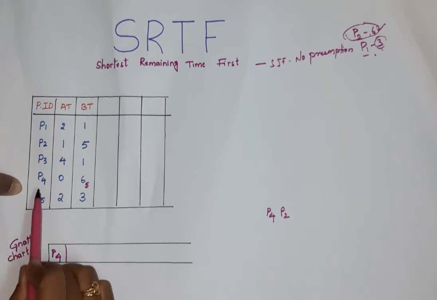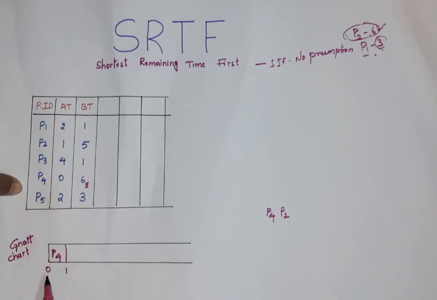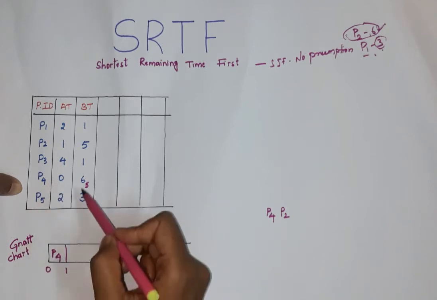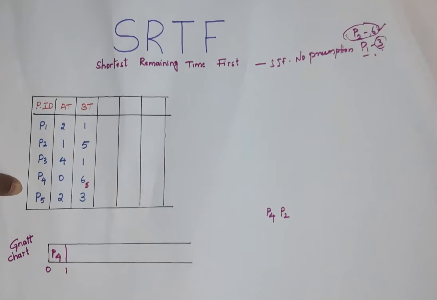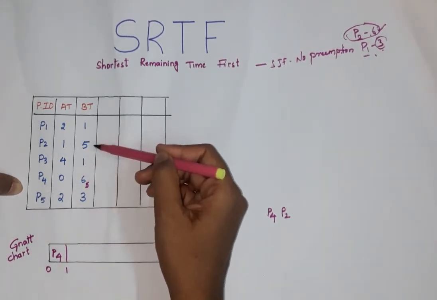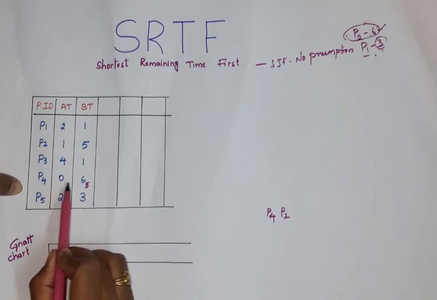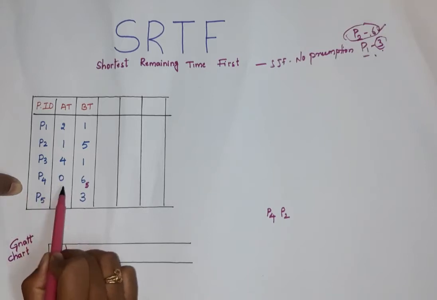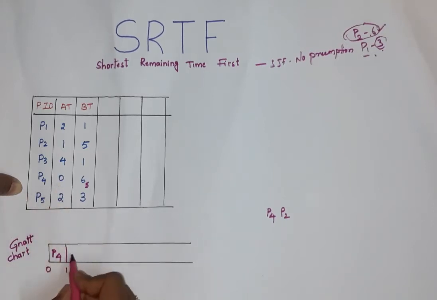So here, as P4 arrived at the 0th unit of time and the burst times of P2 and P4 are the same, we have to give the chance to P4 based on the arrival time. When two processes have a tie, at that time we have to check the arrival time. As P4 came first, P4 is again given one more chance. It will be executed for 1 unit of time, that is 1 to 2.